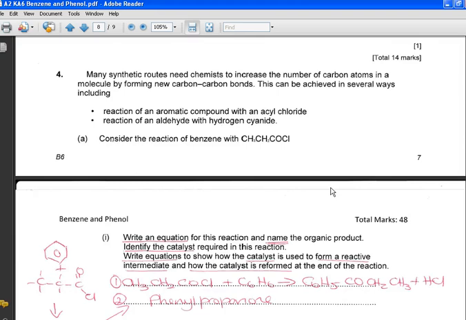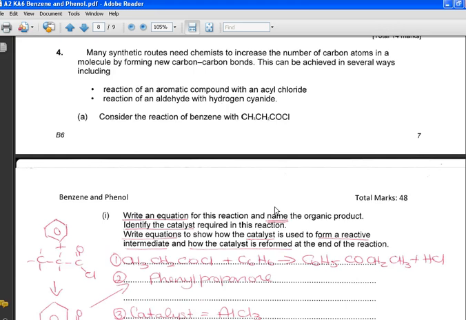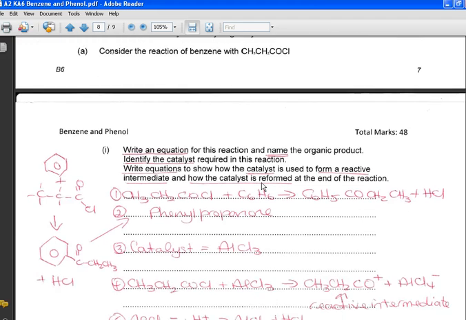Okay, so there we are. We're looking at, in this case, acylation, isn't it? An acyl chloride. Reaction of an aromatic with an acyl chloride, reaction of an aldehyde with hydrogen cyanide.